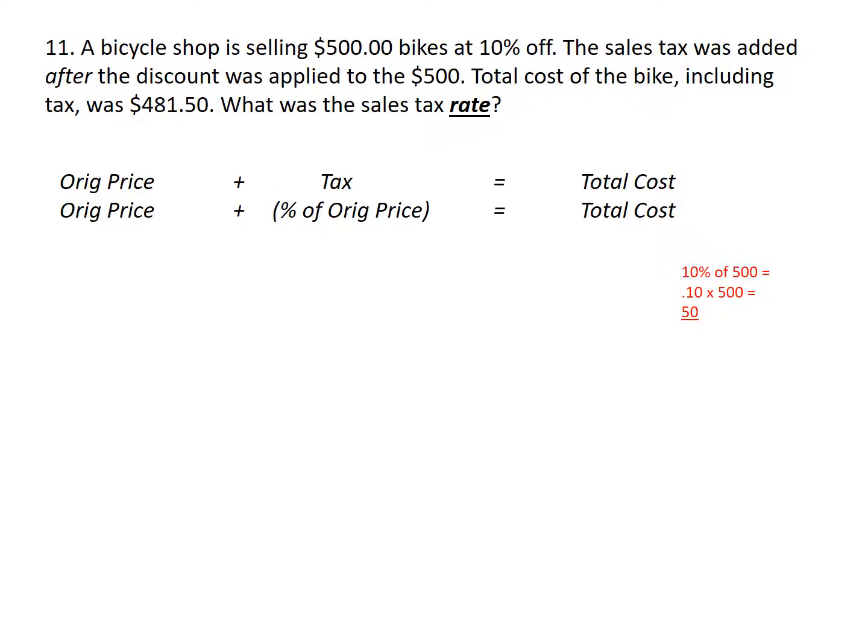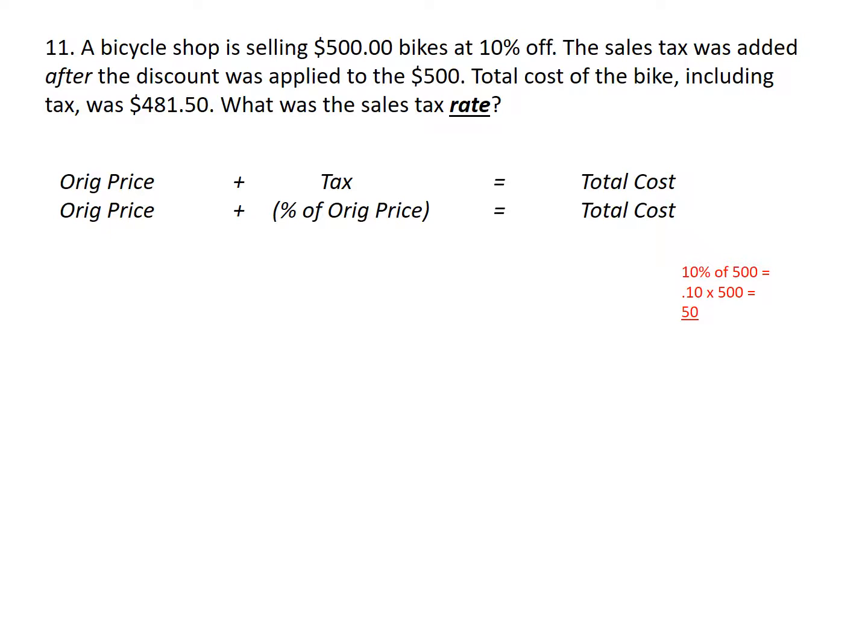In this video, we're going to walk through problem number 11 on the tax and tipping worksheet. Bicycle Shop is selling $500 bikes at 10% off. The sales tax was added after the discount was applied to the $500. Total cost of the bike, including tax, was $481.50. What was the sales tax rate?